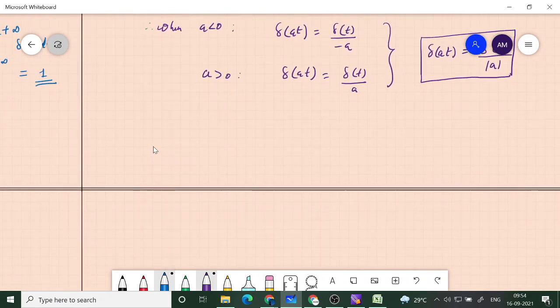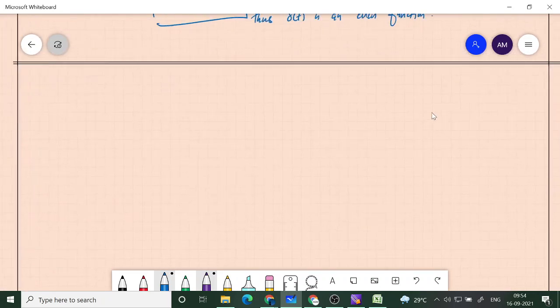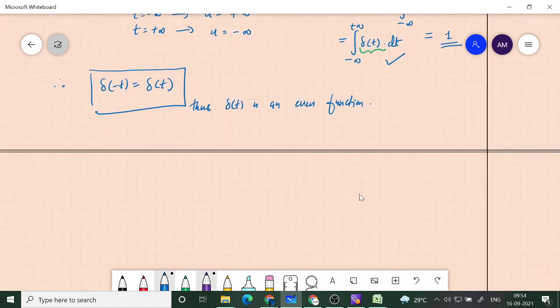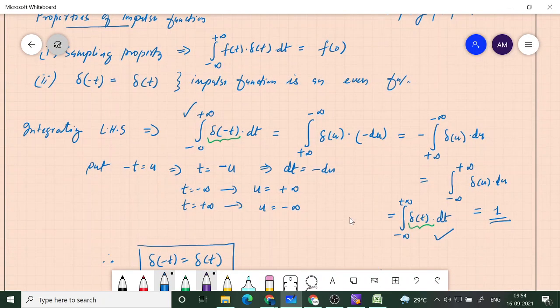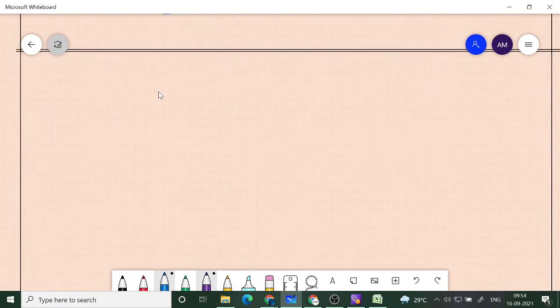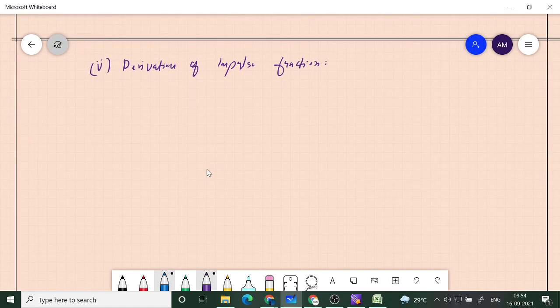Now we have seen impulse function. You can also talk about the derivative of impulse function. So one more property. How many properties have we seen so far? 1, 2, then 3, 4. Four we have seen. Now 5, derivatives of impulse function. All of these properties are good to know, so that sometimes in doing problems we can use these properties and find the answers.